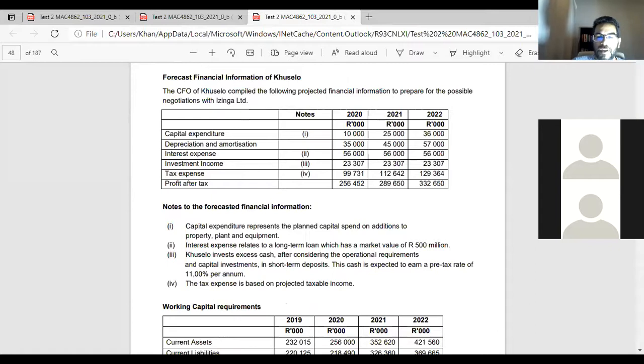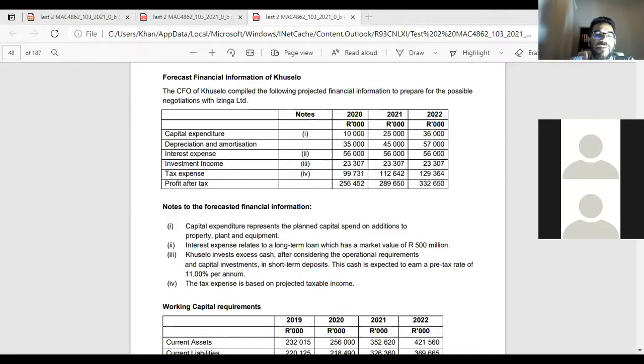Remember, there are two types of free cash flow methods. You get the free cash flow to the firm, and then you get free cash flow to equity. We only use the free cash flow to equity when you value banks and insurance companies. It's not in the scope of SAICA. What is in the scope is the free cash flow from operations, or free cash flow to the firm. Same thing. So your starting point will be a profit figure.